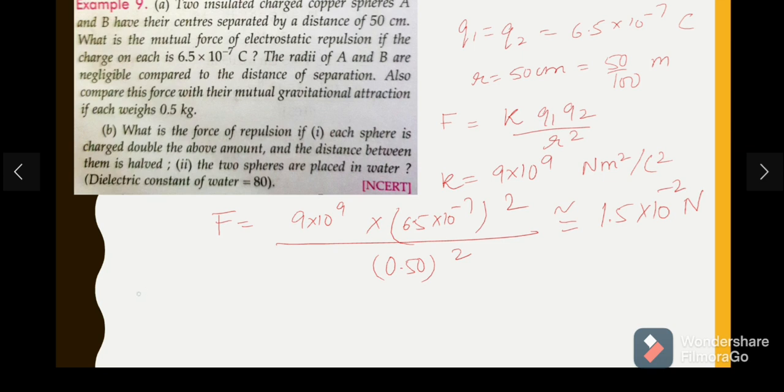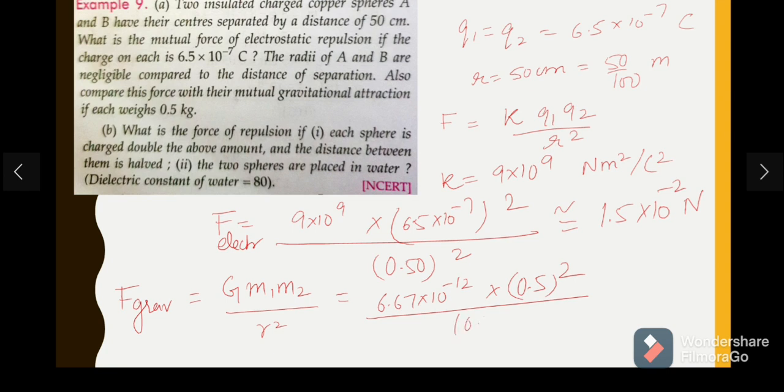Now you can calculate the gravitational force between them. So that was the electrostatic force. To calculate the gravitational force, I'll use the formula G into m1 m2 by R square. The value of G is 6.67 into 10 to the power minus 11. m1 and m2 are both given as 0.5 kg. The distance between them is 0.5 meter. Fine. So if I compare, this comes out to be 6.67 into 10 to the power minus 11 Newton.